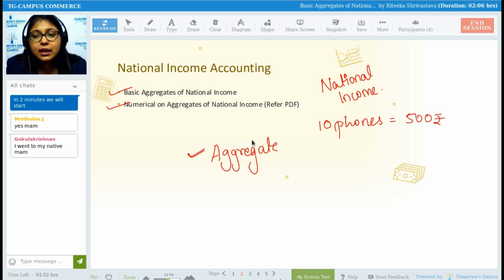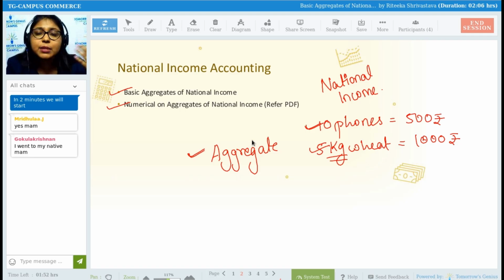So this is phones. If I say that I have produced 5 kg of wheat and after selling this 5 kg of wheat, I am getting 1000 rupees. So here the unit is mobile phones, and here what is the unit? Kg is the unit. So likewise, a country deals in different units. It can be kilograms, grams, meters, centimeters, liters. So there can be different units.